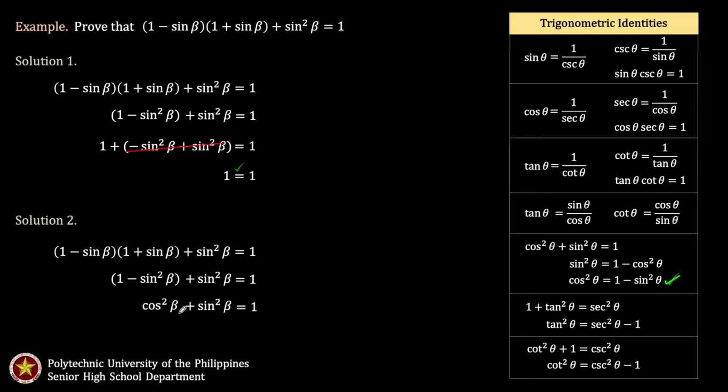Now, this identity, cosine squared beta plus sine squared beta, is equal to 1. Now, 1 is equal to 1. So that will end our proof for this example.